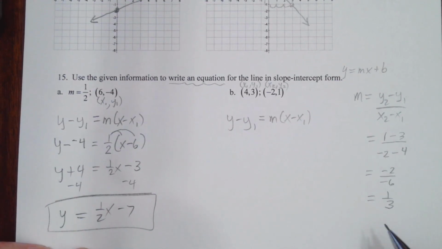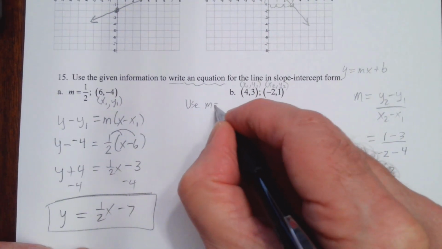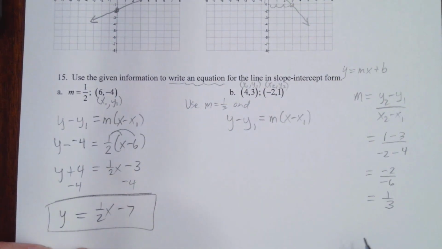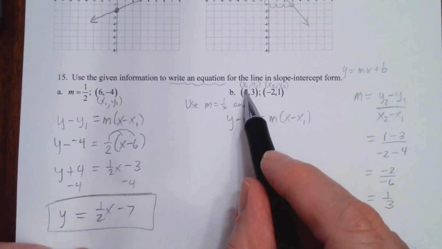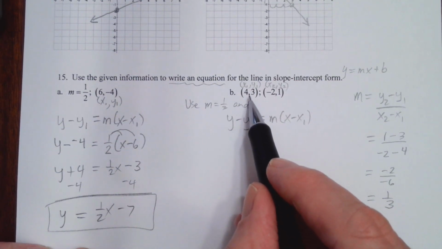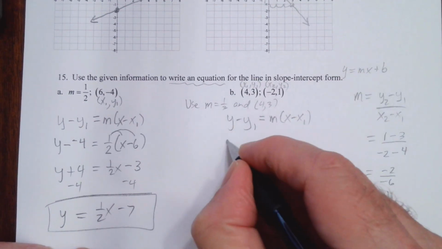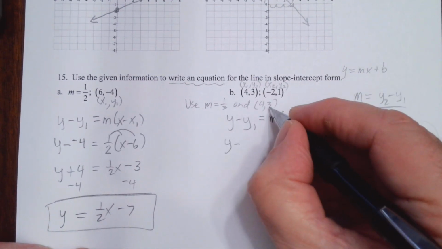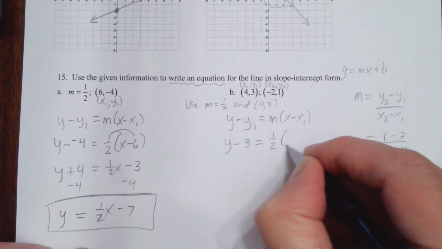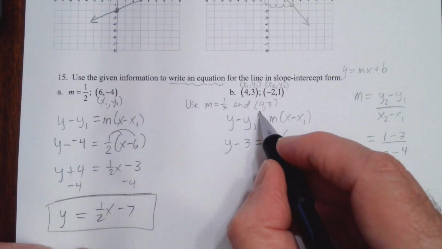So now I'm going to use the slope of m equals 1/3, and I need to choose one of these points. Well, I already called this one x1, y1, and I like this point because x and y are both positive, so let's just go ahead and use 4, 3. So it'll be y minus the y value here, which is 3, is equal to our slope times x minus the x value, which is 4.